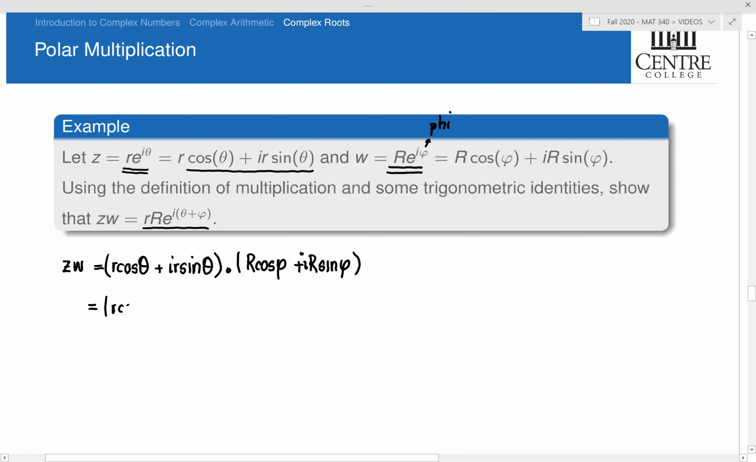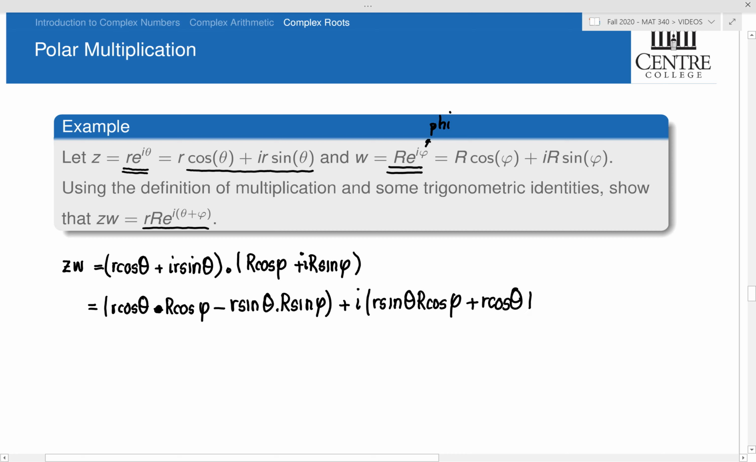So in this case, I'm going to get r cosine theta times R cosine of phi minus, I'm not having a good day, r sine of theta times R sine of phi. So that is the real part of our product, plus i, and now we're going to take r sine of theta, R cosine of phi, plus r cosine of theta, R sine of phi. All right, so that's what happens when we multiply two complex numbers in this form.